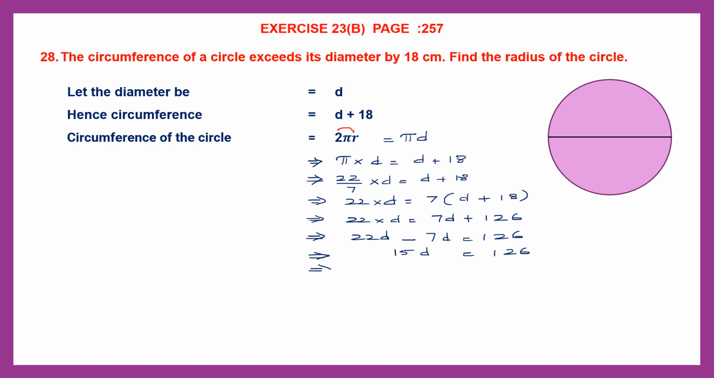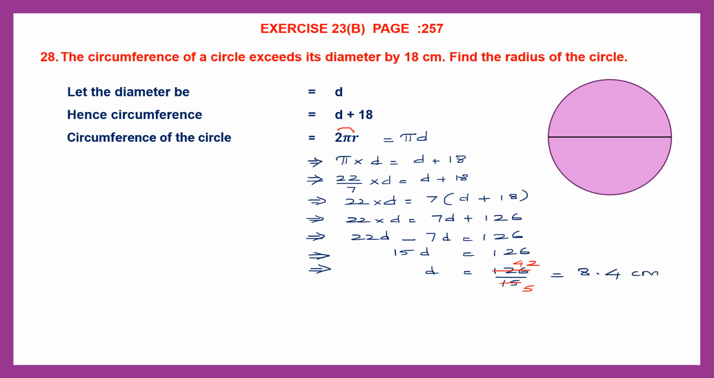So how much is d alone? d will be equal to 126 divided by 15, because on the left hand side it is multiplication. When it goes to the other side it becomes division. Now when you divide 126 by 15, you can cancel both by 3. Both are divisible by 3. So 3 4s are 12 and 3 2s are 6, and this is 3 5s are 15. So we have 42 divided by 5. When you divide 42 by 5, you get 8.4. And this is the diameter. That means we have found the diameter, and diameter is 8.4 centimeters.